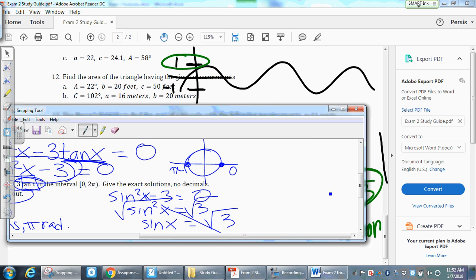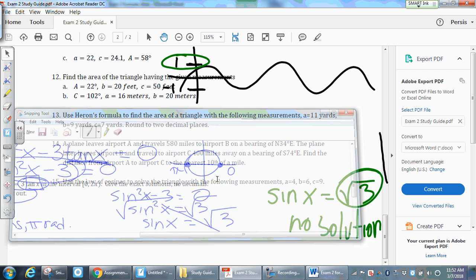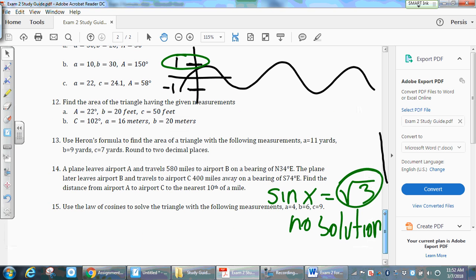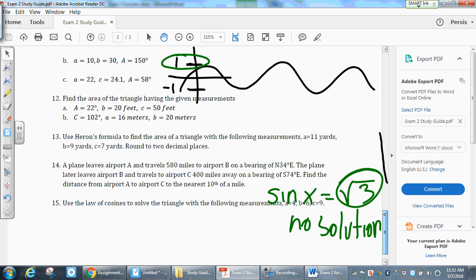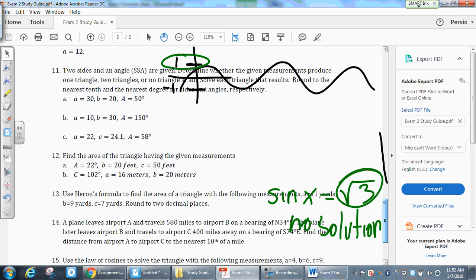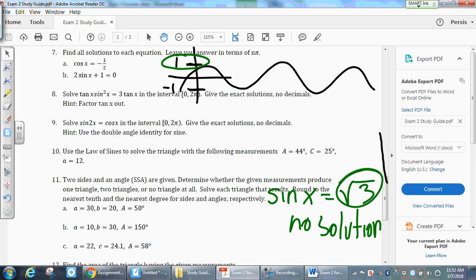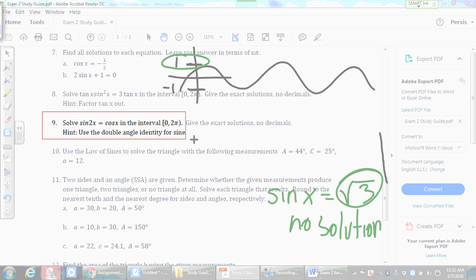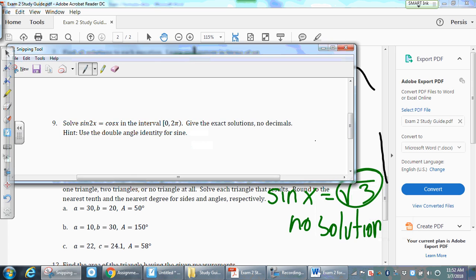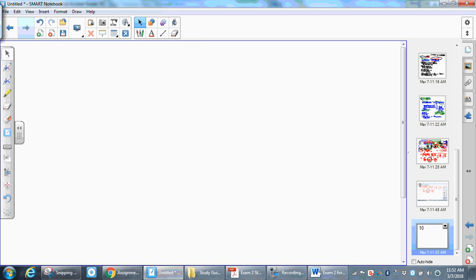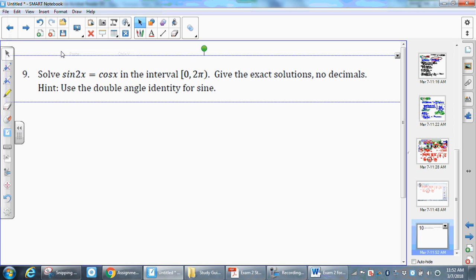Okay, I'm going to try to do the other one. Where is it? This is number 9. Okay, let's see if this will work. Okay, great.